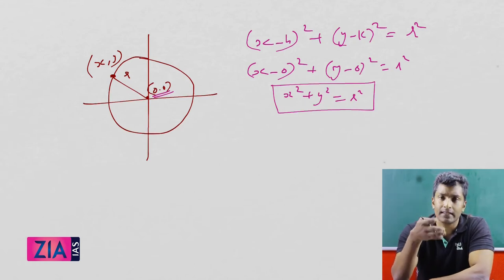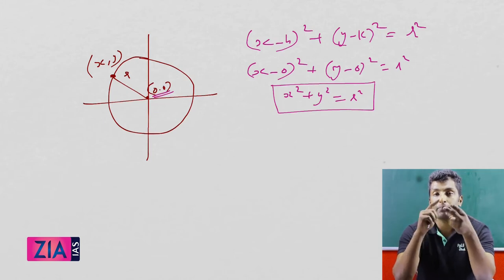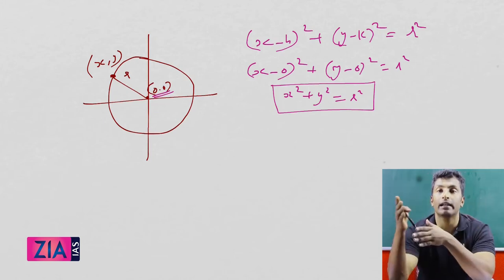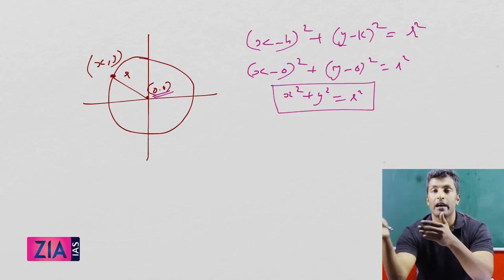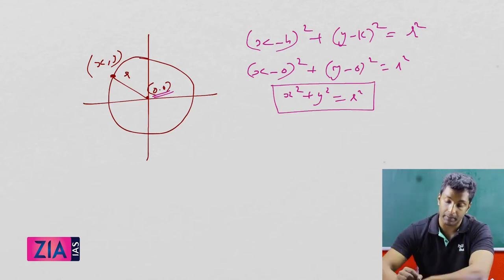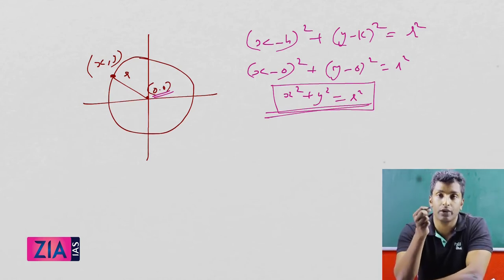Or you can just apply the distance formula and you can get this, right? How will you apply this? (x − 0)² + (y − 0)², if you take the square root, you will get r. When you square both sides, (x − 0)² + (y − 0)² will be r², so x² + y² will be r². So this is the equation of a circle having its center at the origin. Okay, so that's your special case, case one.